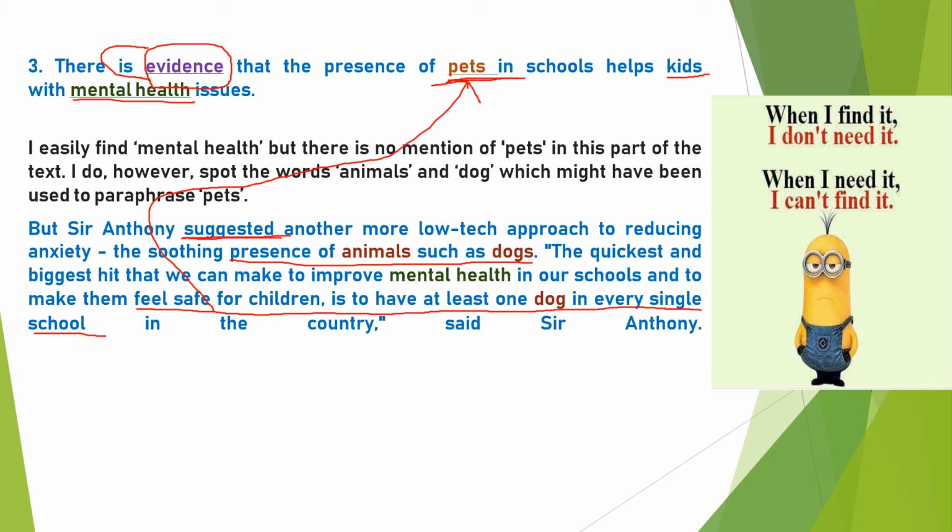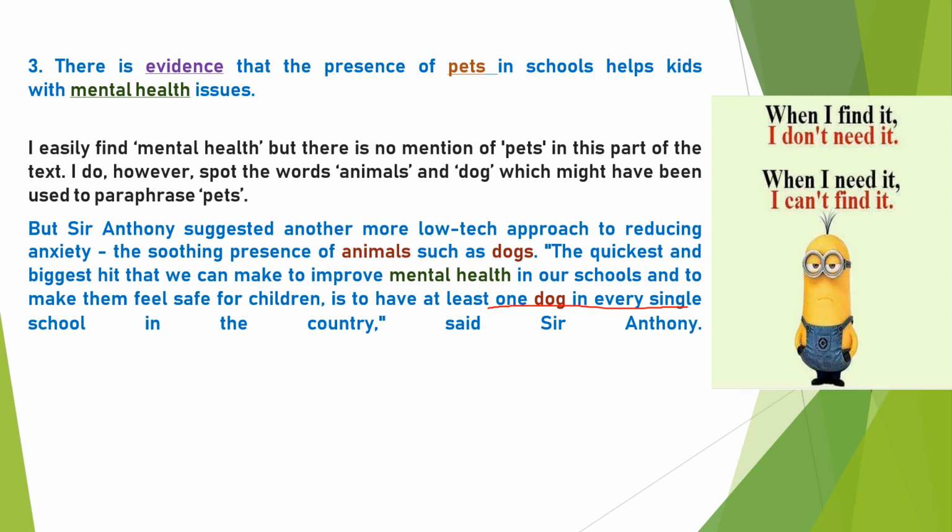But what we are missing here is, what do you think we are missing here? Though the last statement says the same thing as the question, another keyword is missing in this paragraph. Can you recognize that keyword? Yes, mental health is there, and pets are there. The presence of pets in schools helps kids, to improve mental health and make them feel safe is to have at least one dog in every school. So it is saying the same thing. But what do we have here in the statement? We have evidence.